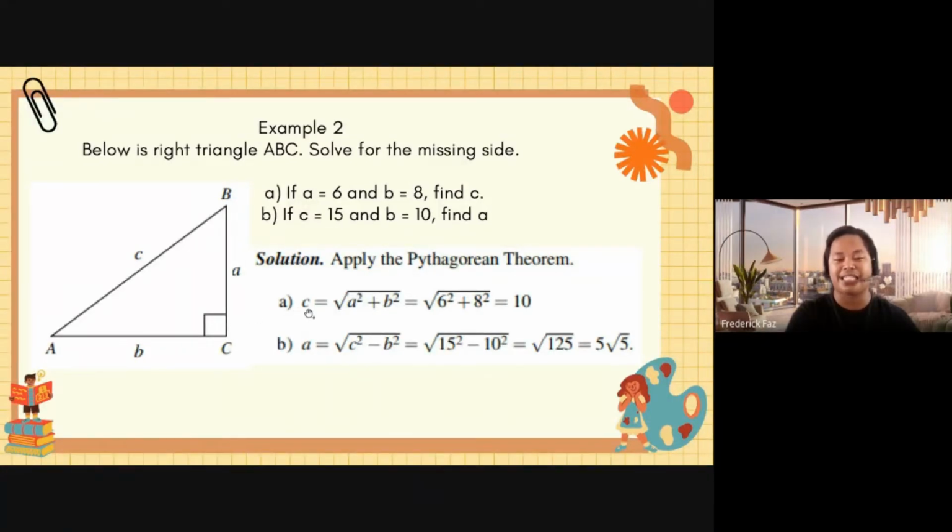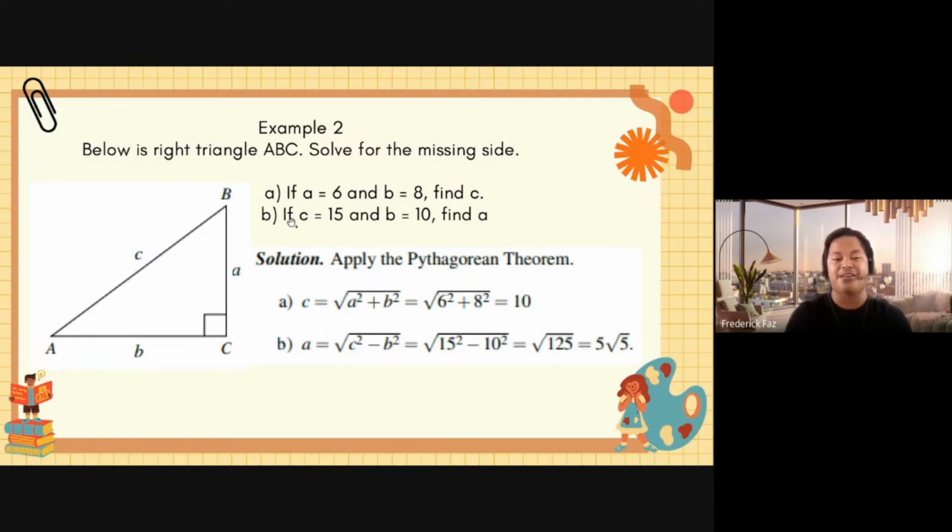So in this case po, we are going to use C is equal to the square root of A squared plus B squared. So substituting the values of A and B, we have 6 squared is 36 plus 8 squared is 64. The sum is equal to 100 and the square root of 100 is 10. So therefore, if A is 6 and B is 8, the hypotenuse is equal to 10 units.